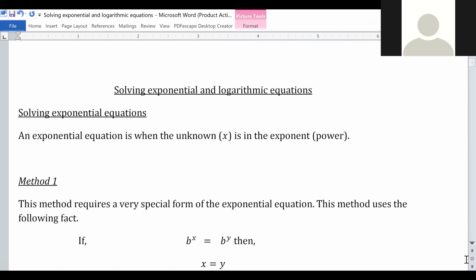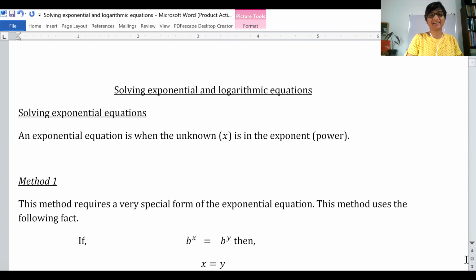No, okay. Solving exponential and logarithmic. That's right, Hathri? This is the topic I gave, solving exponential and logarithmic equations. I have included logarithmic equations as well here. This used to be there in your syllabus. Now, in your syllabus, that part is not there, but I've included it here.